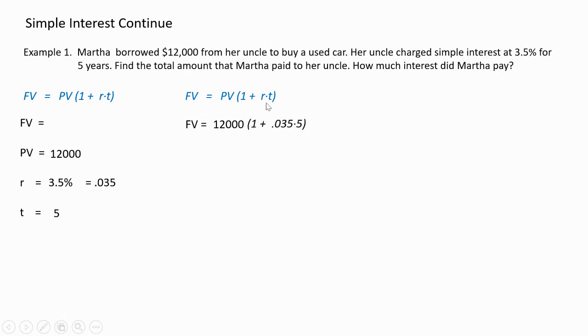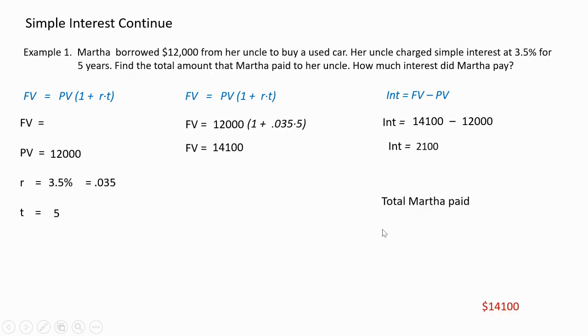Because that's my interest rate, and my time is 5. So here we get 14,100. So this is the total amount that Martha paid. Now, how do you find the interest that she paid extra? So we subtract the future value minus the present value. You see, guys, it doesn't matter which formula you use.